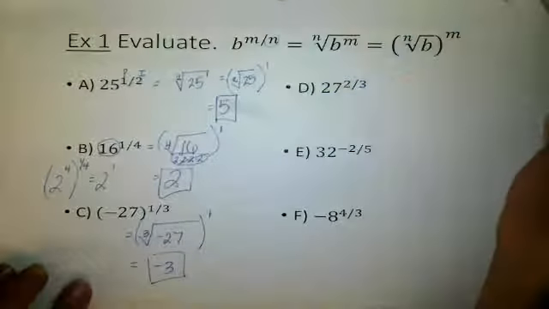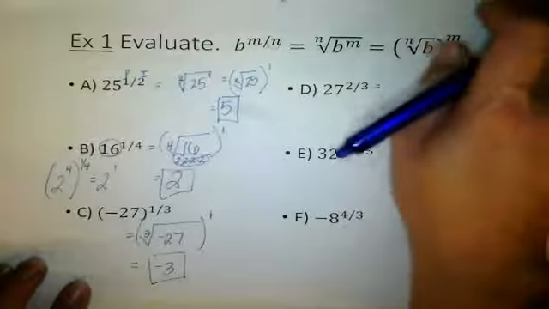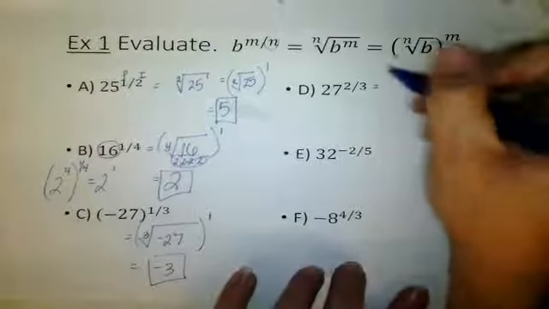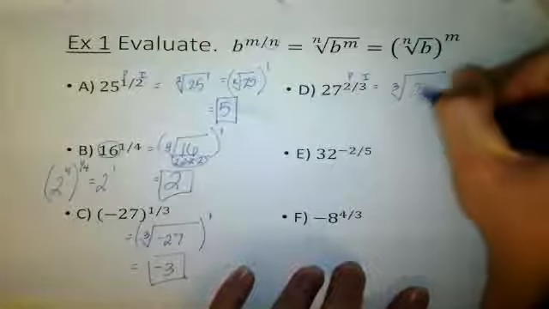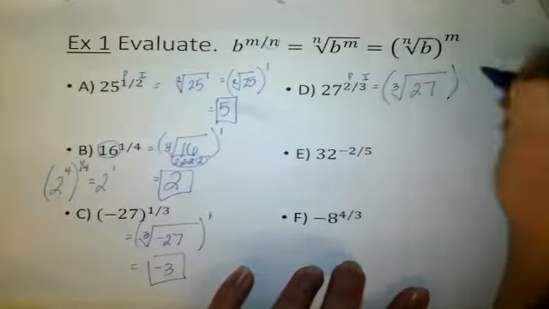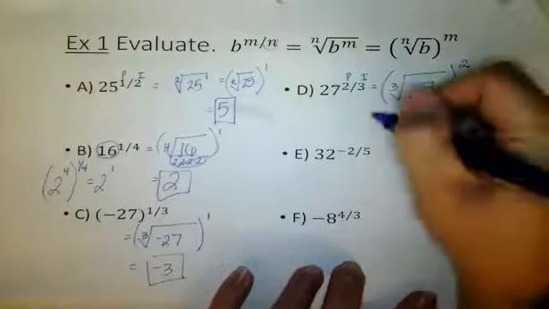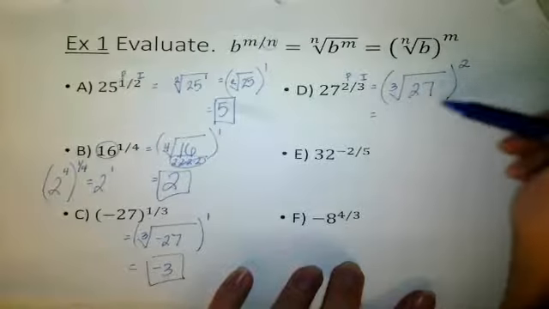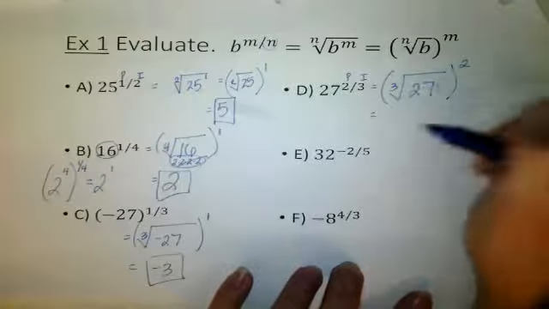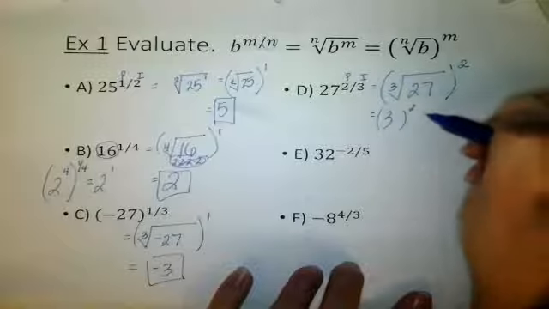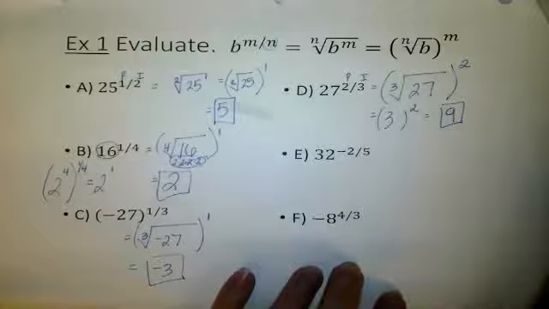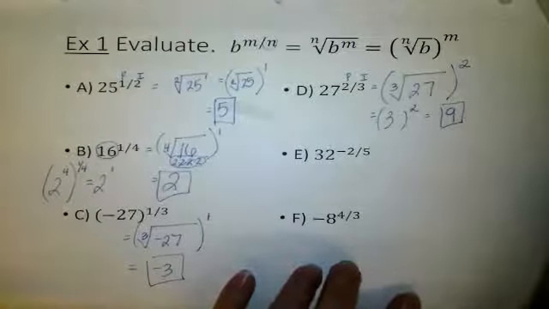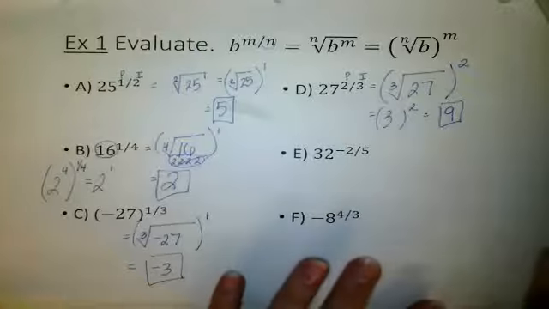This is a little different, but it rewrites exactly the same way. So what's the index? 3, yeah. Power over index, PI. So this is the cube root of 27 to a power of 2. All right. So we're going to evaluate inside the parentheses first. What's the cube root of 27? 3. To the second power? 9.